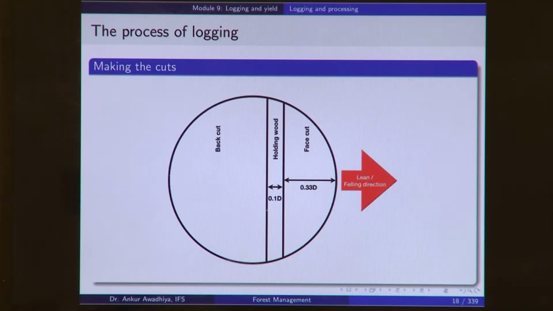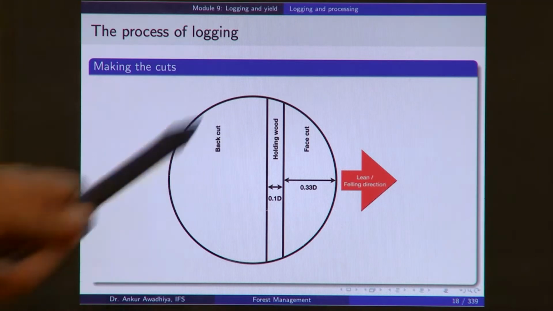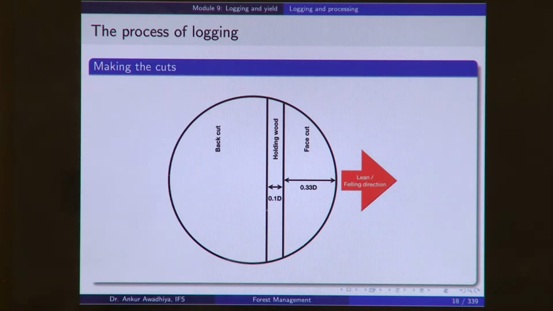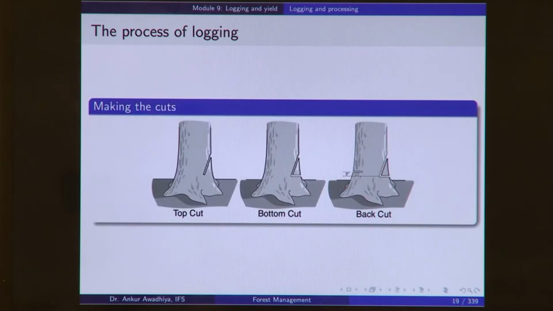Now in the process of logging, we make the cuts. So there are different cuts. You have the face cut on the front, which comprises of the top cut and the bottom cut, followed by a back cut, and the portion that remains in between is known as the holding wood, which also acts as a hinge. So this is how the cuts are made. You make the top cut, then bottom cut, followed by the back cut.